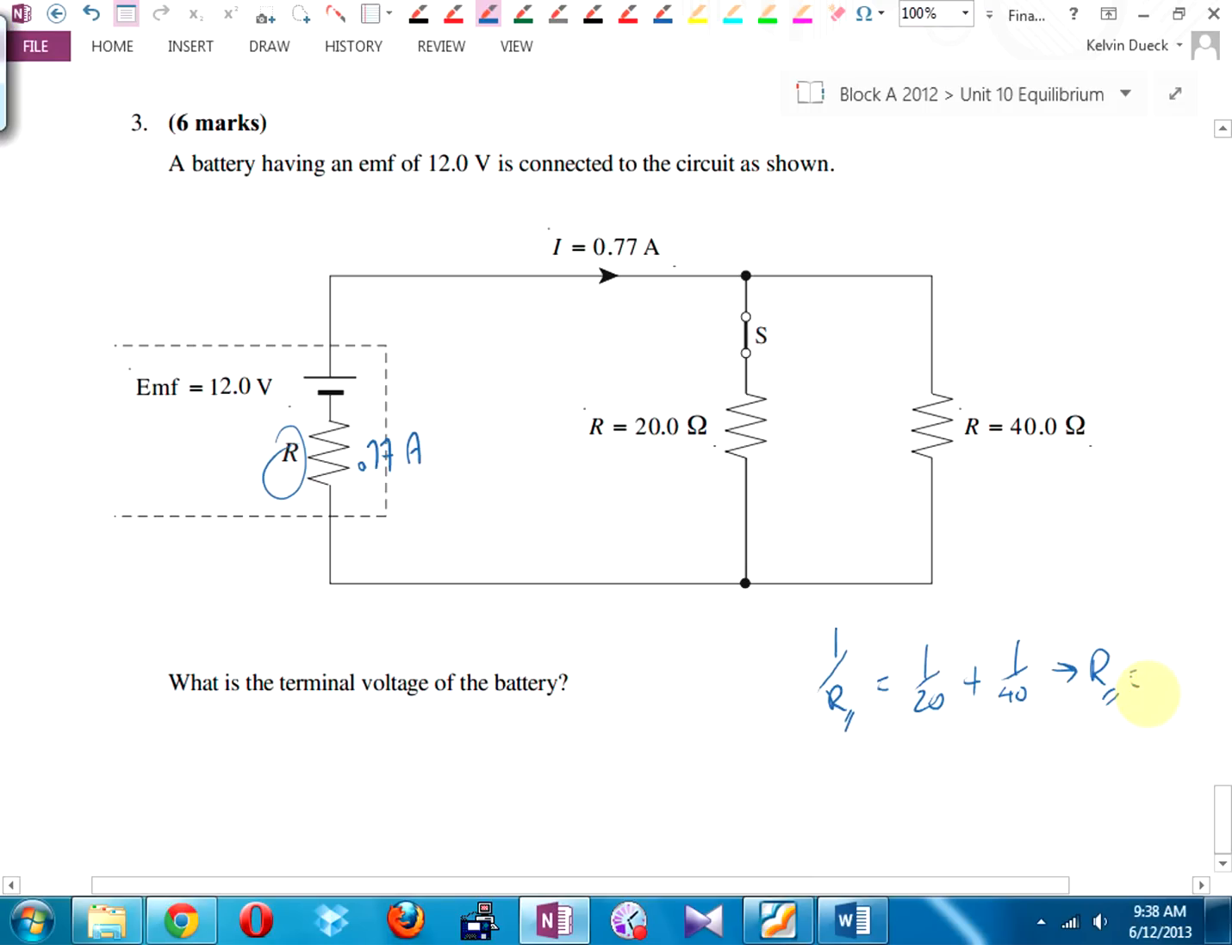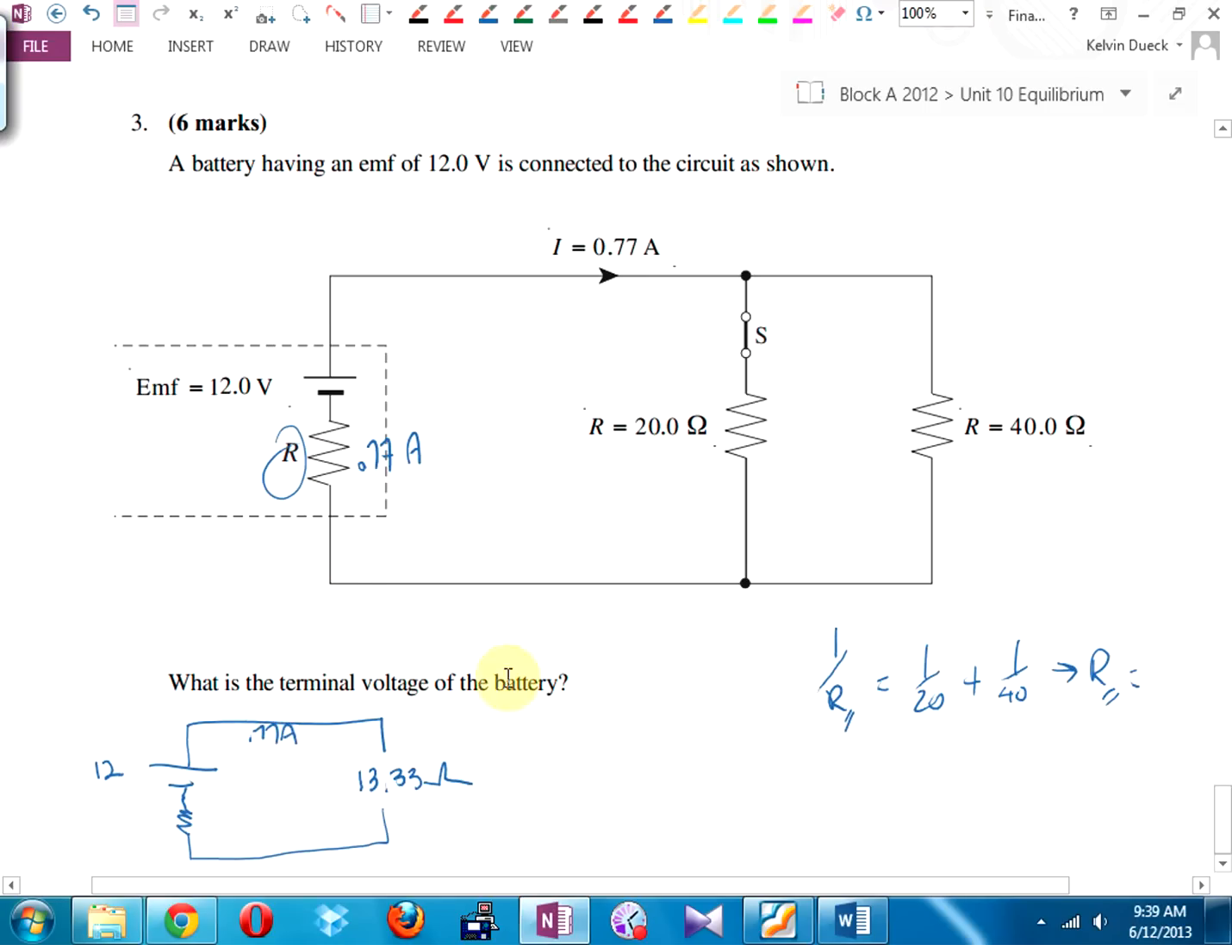On your calculators, go. What is that the same as? 13.333. Anybody else? So mathematically, this circuit is the same as this. 12 volts, 13.33 ohms, and a current of 0.77 amps.